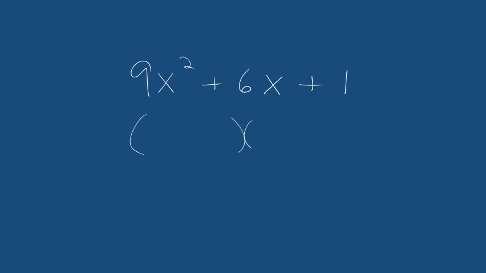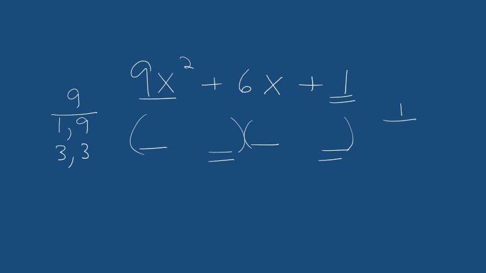I want to find out what two binomials would multiply to be that. Whatever's in the first spot has to be 9x squared. Whatever's in the second spot has to multiply to be 1. You know, I think I'm going to get this one pretty quick because 9 is special. It's a perfect square. And 1 is special. It's a perfect square. So my first try is going to be 3x, 3x, 1, and 1.